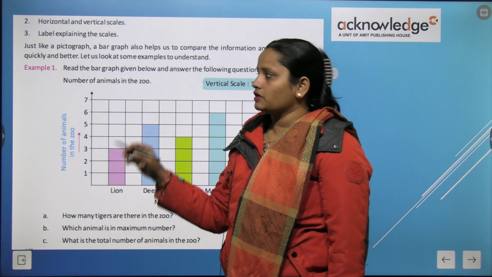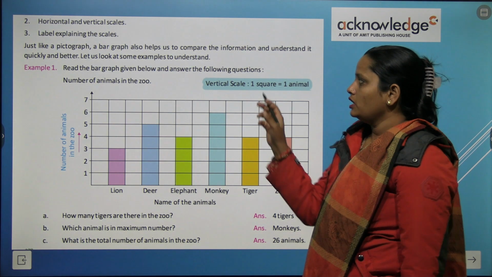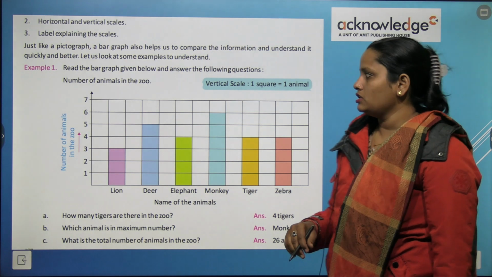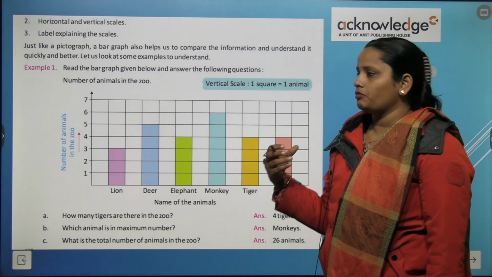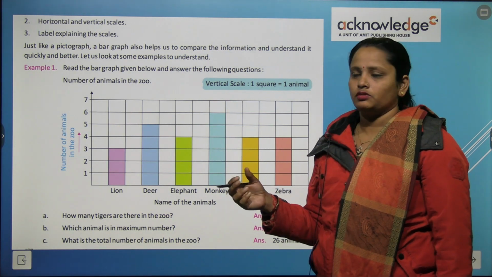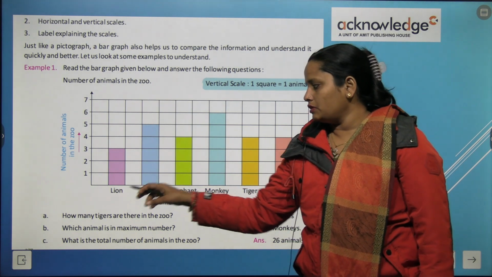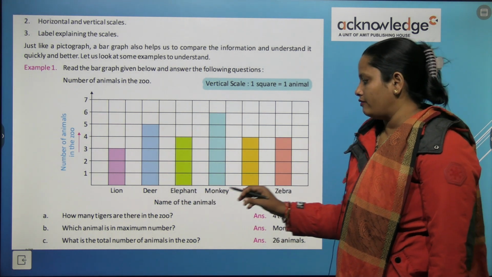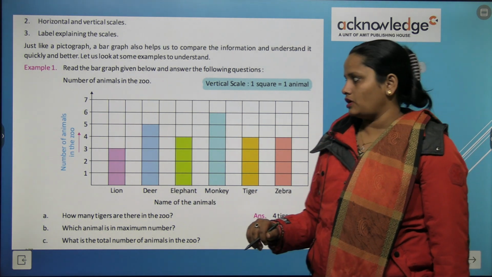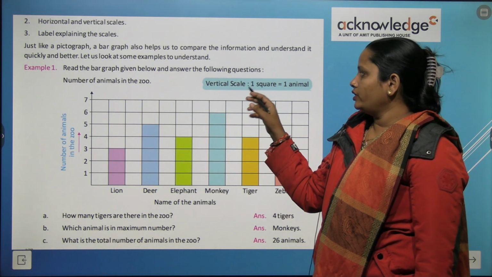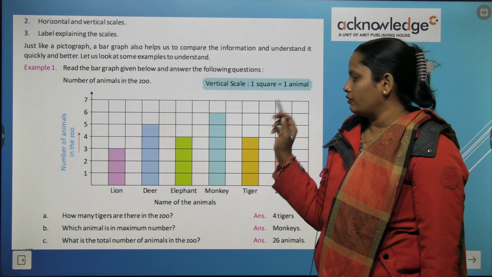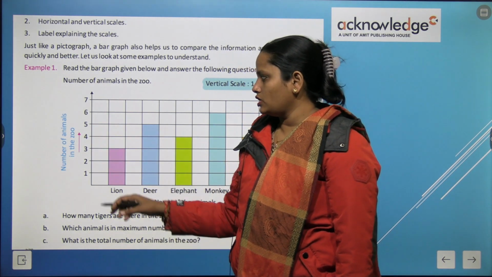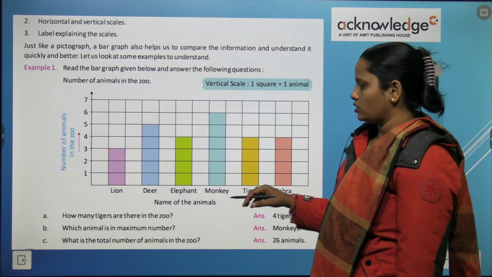Here the first example is given. We have to read the bar graph given below and answer the following questions. Number of animals in the zoo. So यहाँ पे एक बार ग्राफ बनाया है जो एक्सप्लेन कर रहा है about the number of animals that are present in the zoo. अब एनिमल्स के नेम जो है नीचे लिखे गए हैं. Names of the animals are written: lion, deer, elephant, monkey, tiger and zebra. So vertical scale is of 1 square, which means 1 animal. So this is our vertical and this is our horizontal line.